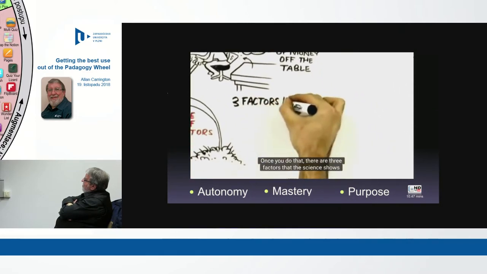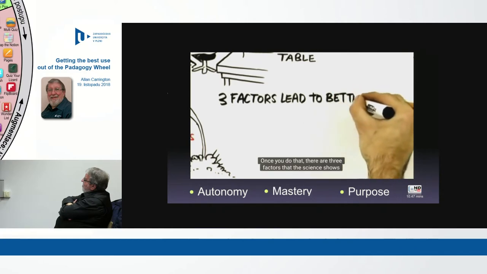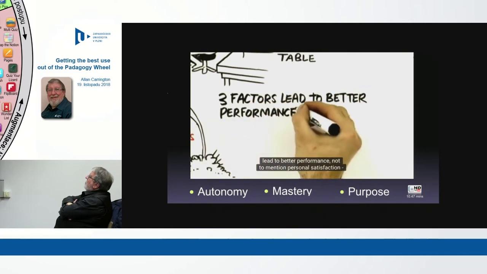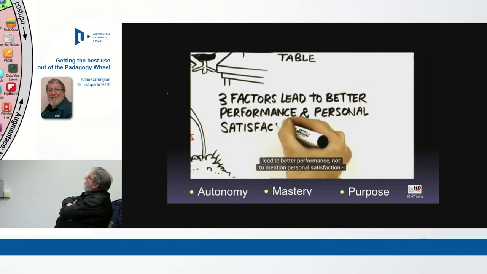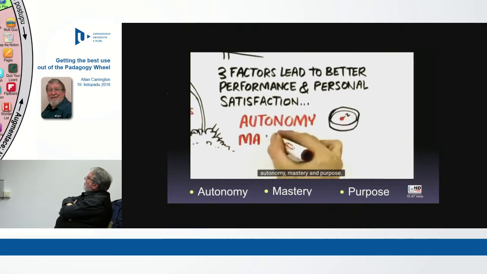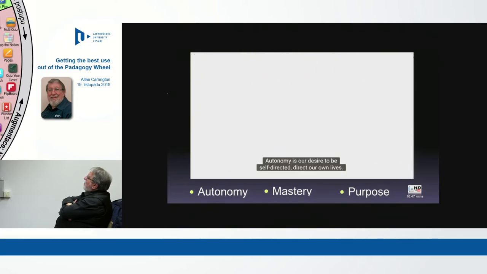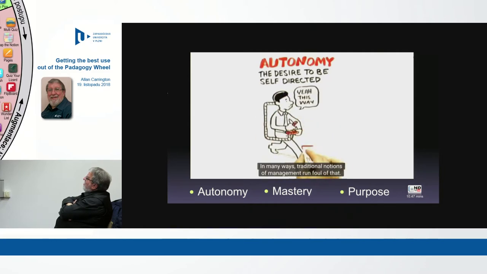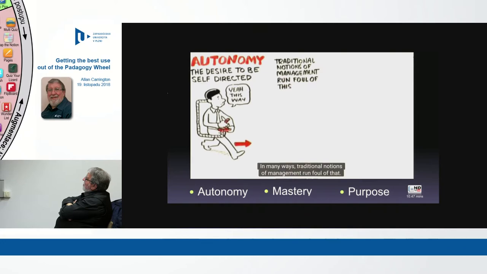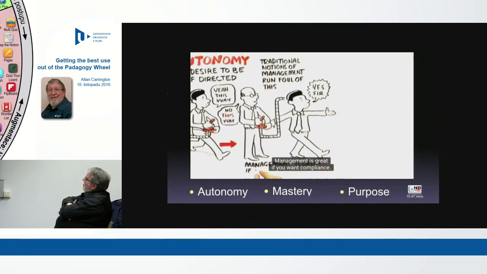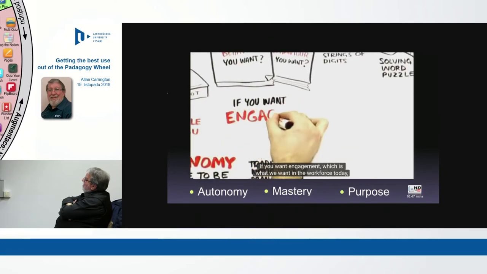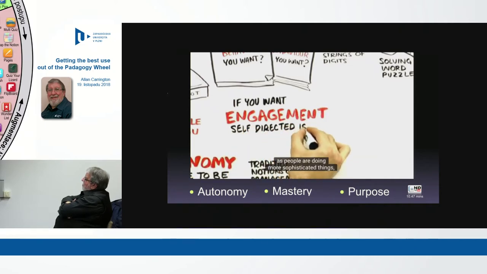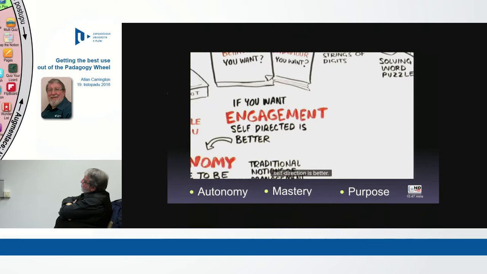Now, once you do that, it turns out there are three factors that the science shows lead to better performance, not to mention personal satisfaction. Autonomy, mastery, and purpose. Autonomy is our desire to be self-directed, to direct our own lives. Now, in many ways, traditional notions of management run afoul of that. Management is great if you want compliance, but if you want engagement, which is what we want in the workforce today as people are doing more complicated, sophisticated things, self-direction is better.